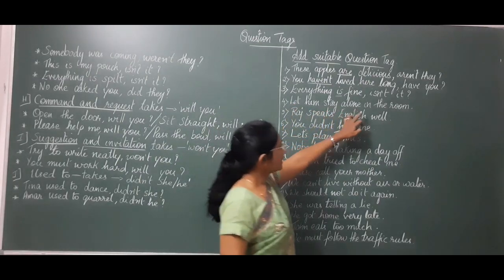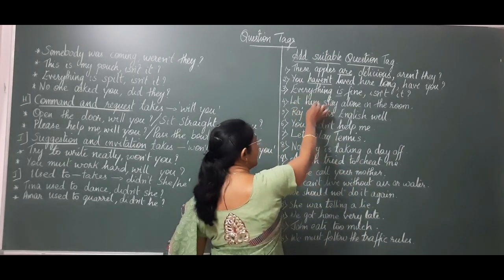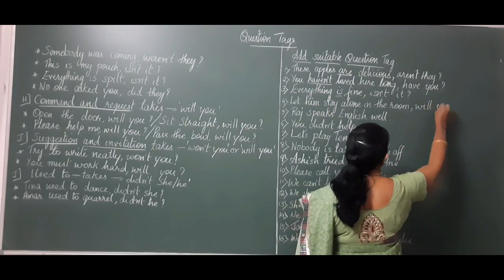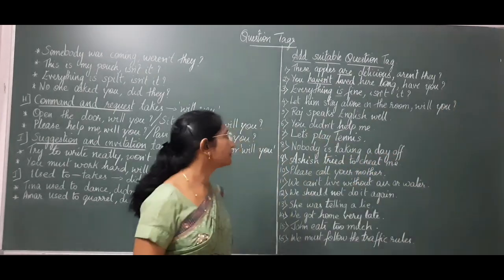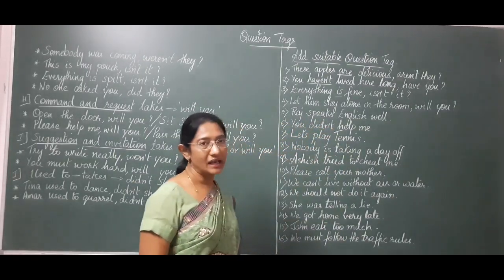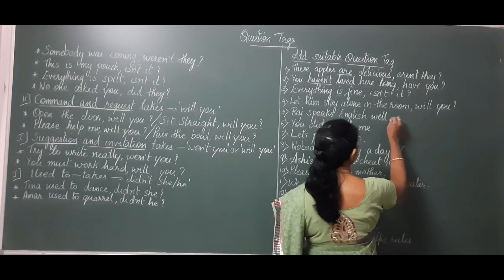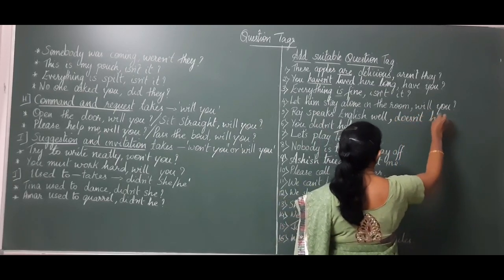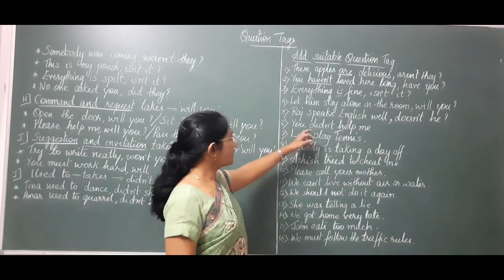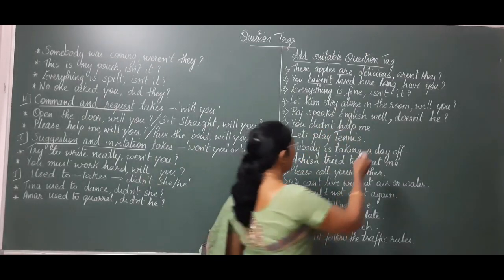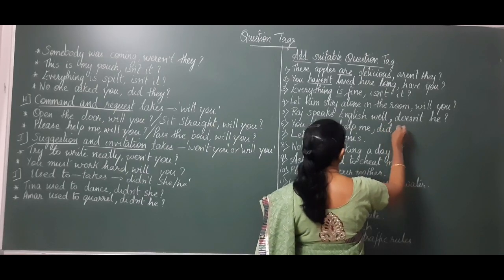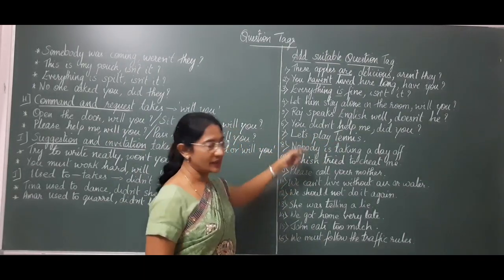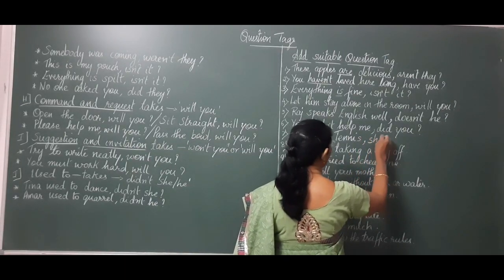Let him stay alone in the room. After the word let plus pronoun him, it always takes will you in the question tag. Raj speaks English well. Main verbs always take do forms in the question tag, so it is doesn't he? You didn't help me. Didn't is in a negative form, so we'll take the positive form: did you? Let's play tennis. Let's always takes the tag shall we?